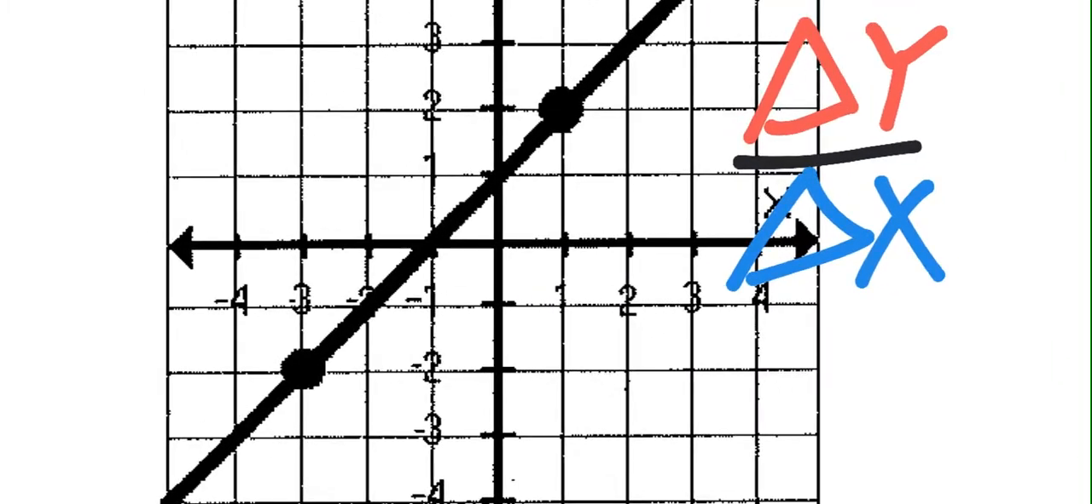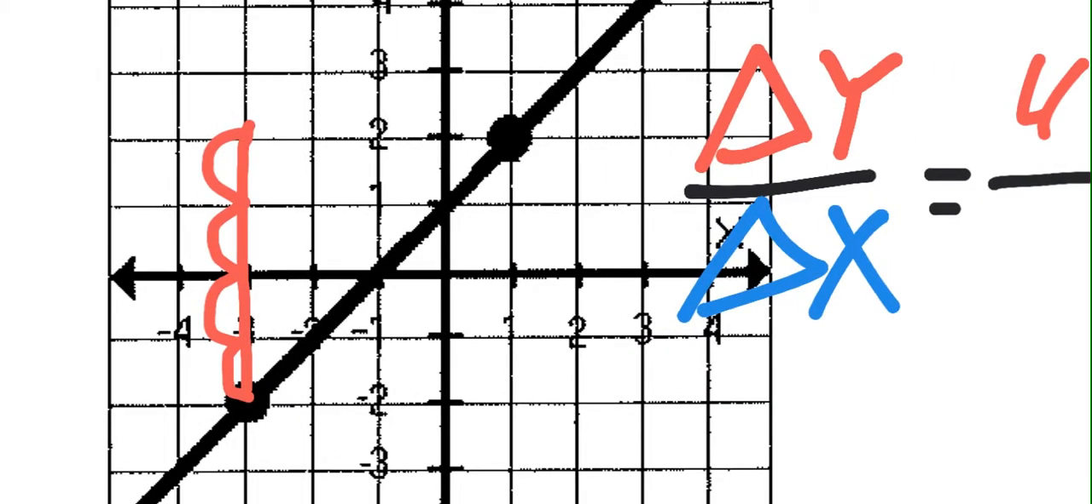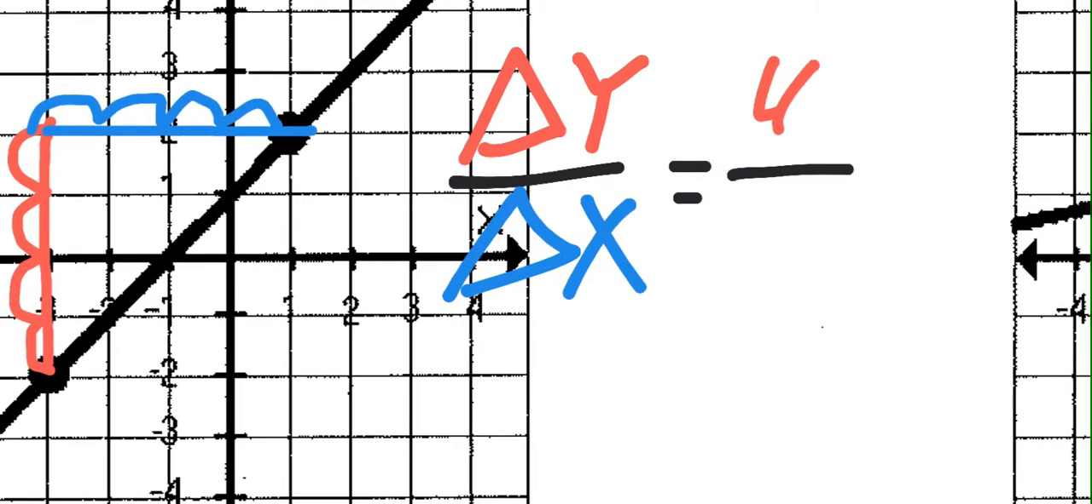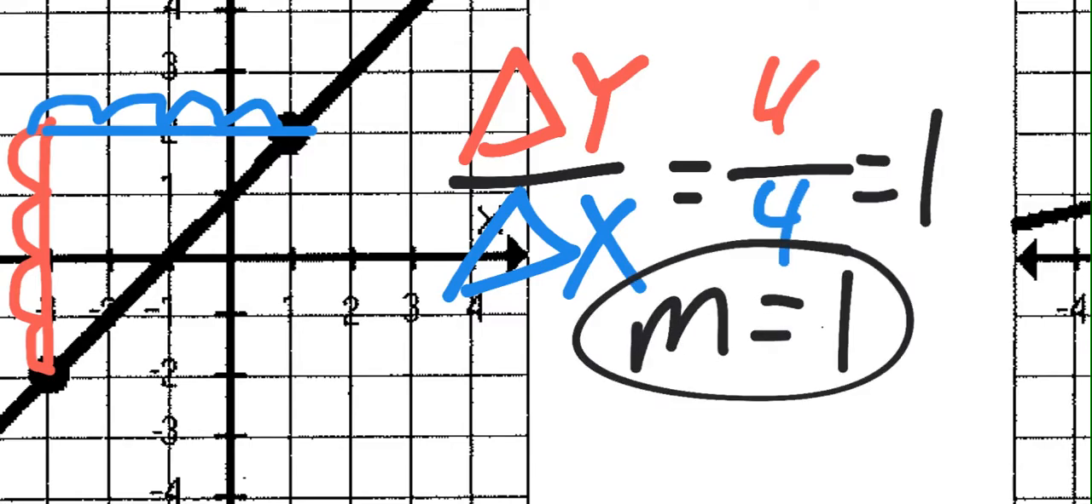So for y, right here, we've gone from here up to here. That is a change of 1, 2, 3, 4. My y has changed by 4. Now for my x side, from here to here, we have changed by 1, 2, 3, 4. So our number is 4 over 4. Well, 4 divided by 4 is just 1. So m equals 1.